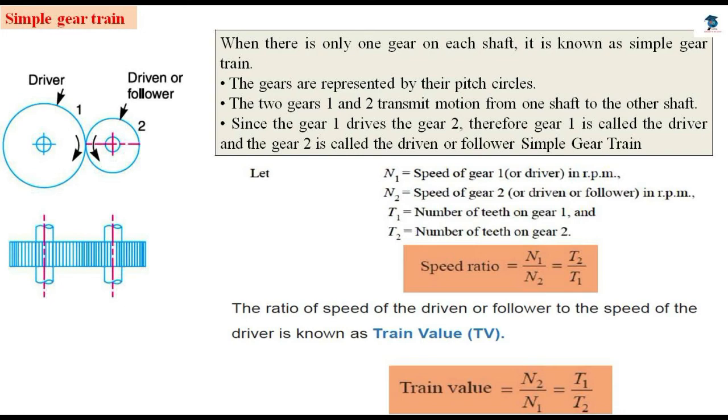To find the speed ratio of the simple gear train, we need the speed and number of teeth on both the gears. Let us take N1 and N2 as the speed of gear 1 and 2 in RPM, and T1 and T2 as the number of teeth on gear 1 and gear 2 respectively. Now the speed ratio equation is N1 by N2 is equal to T2 by T1. If you want to calculate the train value, that is TV, we need to reciprocate the speed ratio, that is N2 by N1 is equal to T1 by T2.